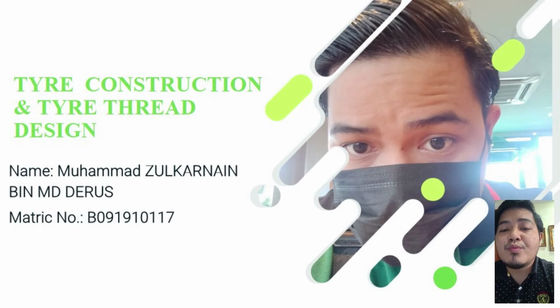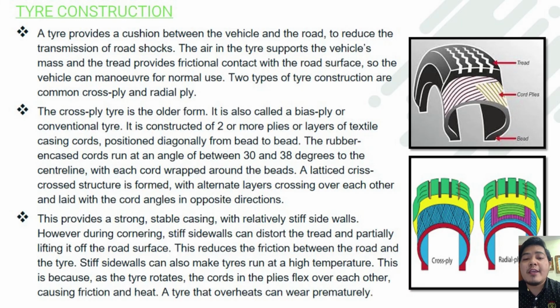Assalamualaikum and good morning. Today I will explain about tire construction. So commonly in tire construction we have two types. The first one is cross ply and the second one is radial ply tire. So today I will explain further about these types.